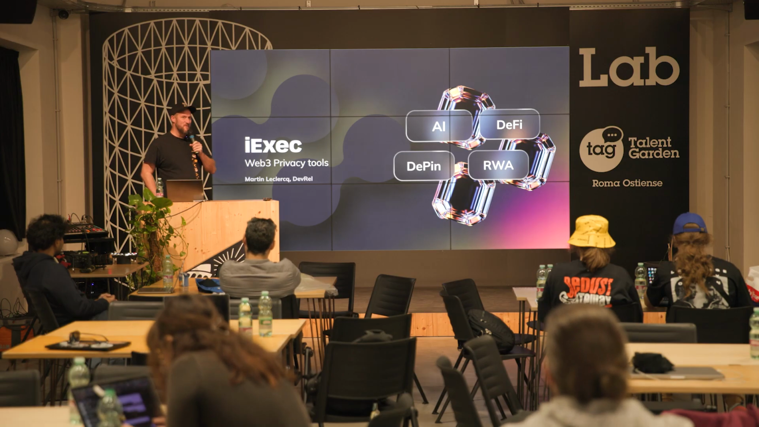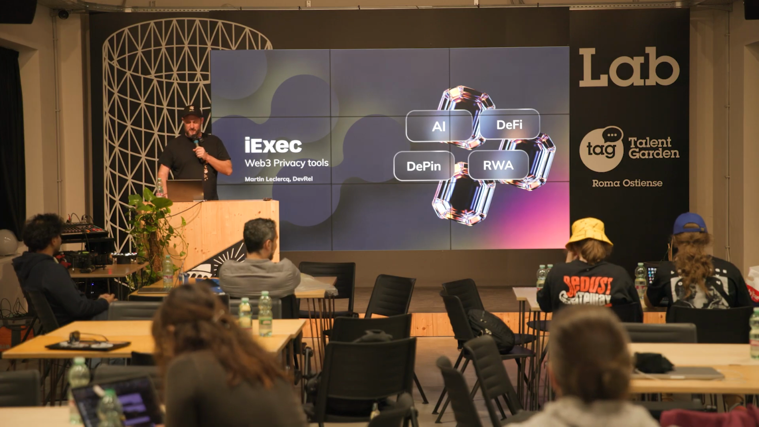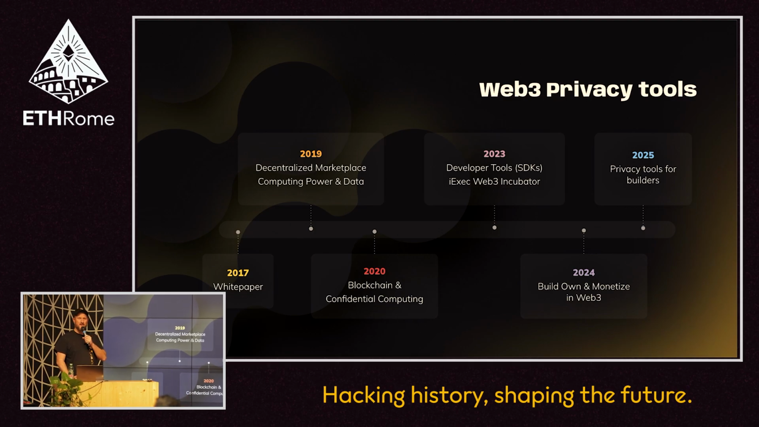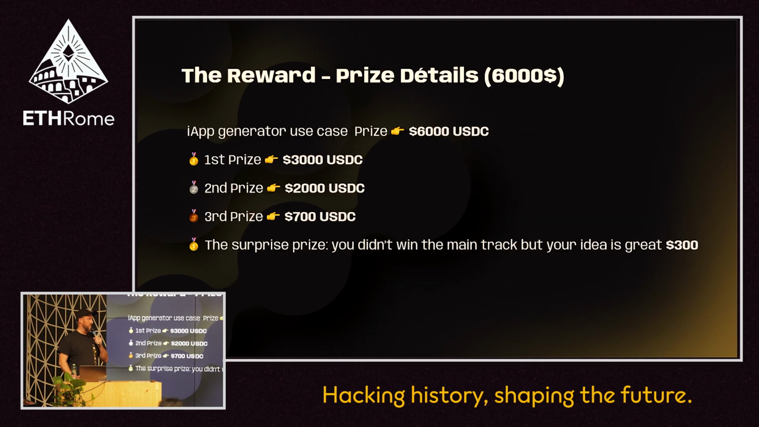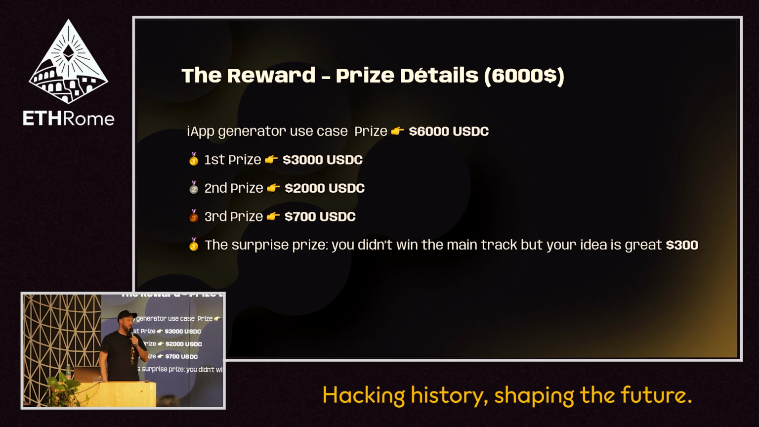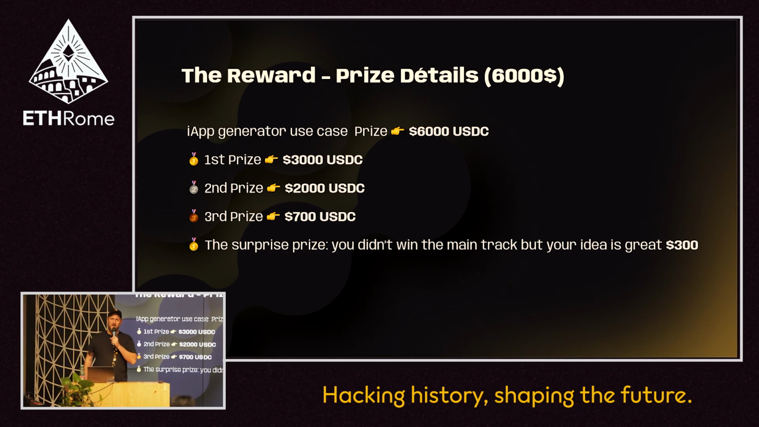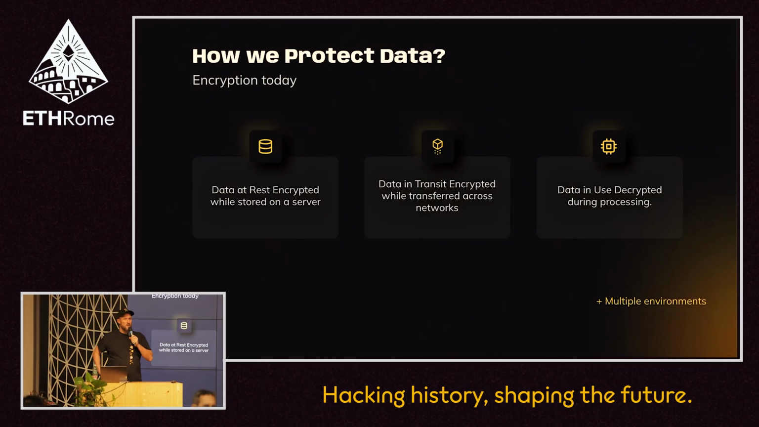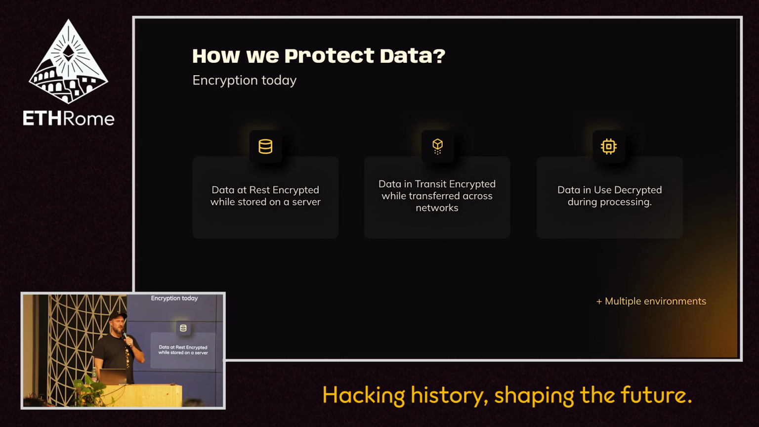Thanks. So let's talk about iExec and confidential computing. First, we don't care about the iExec history. The important thing is how much you can win during this hackathon. 6K split in 3 bounties: first prize, second prize, third prize. And we've got a special one, the surprise prize. If you didn't win the main track, but your project is really cool, your idea is really cool, you can even win something.